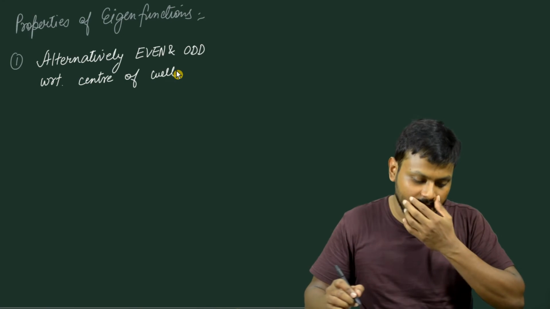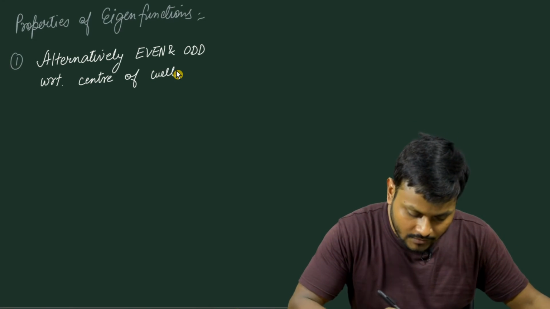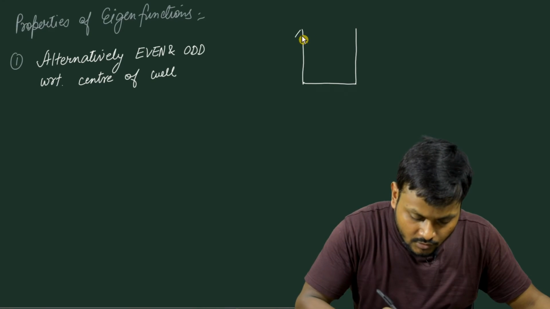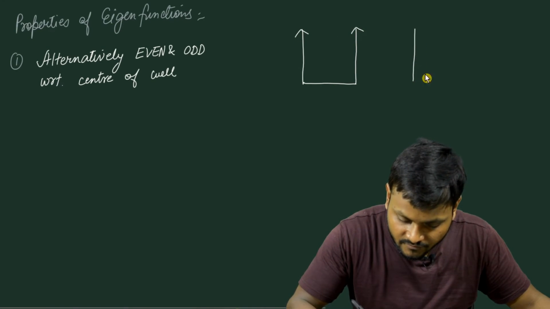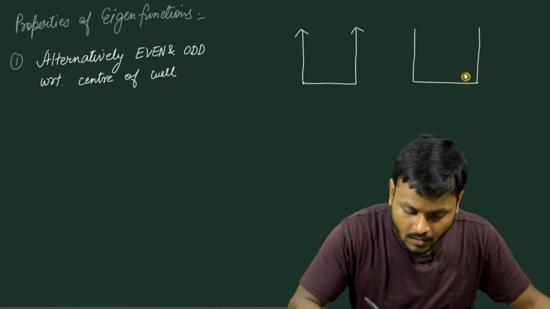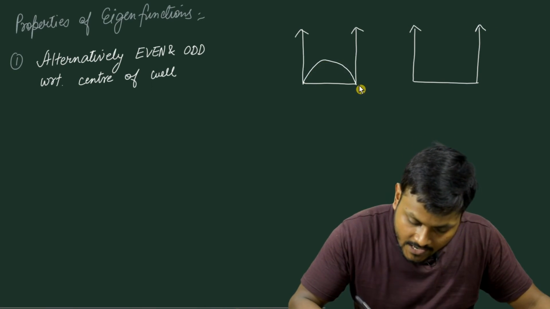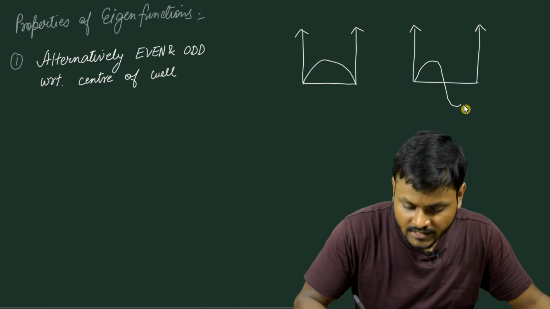Now what does this mean, that they are even and odd? So let me redraw the wave function again. If I look at the first ground state wave function and the first excited state wave function, the ground state wave function was like this, and the first excited state wave function was like this.